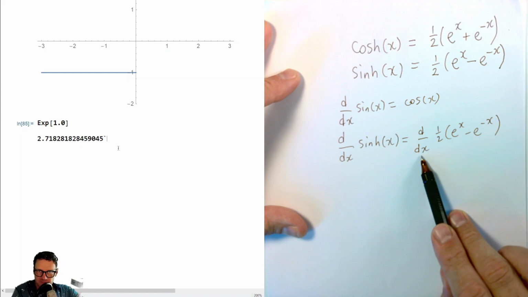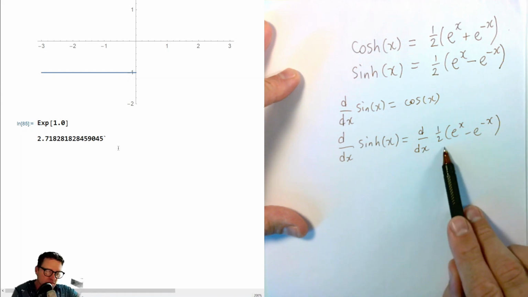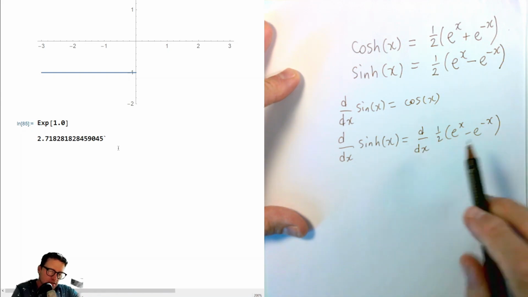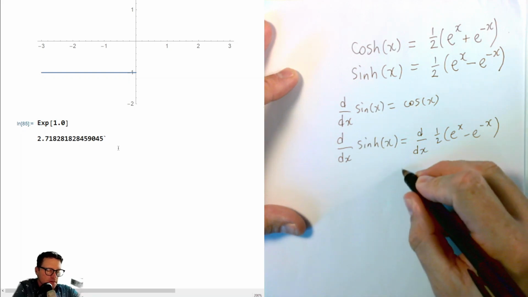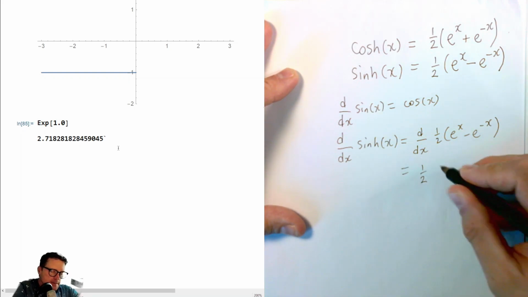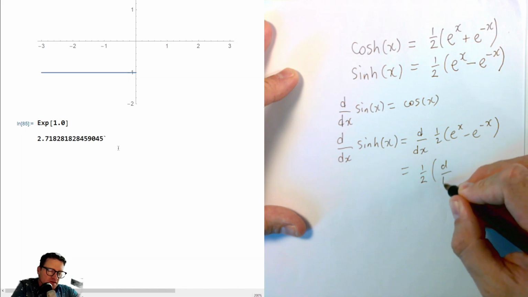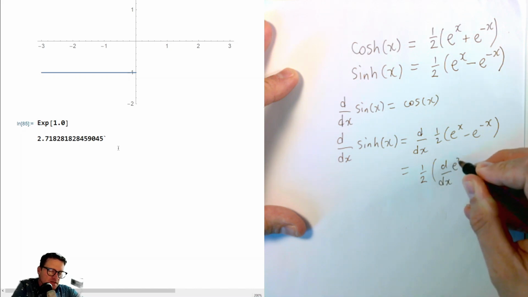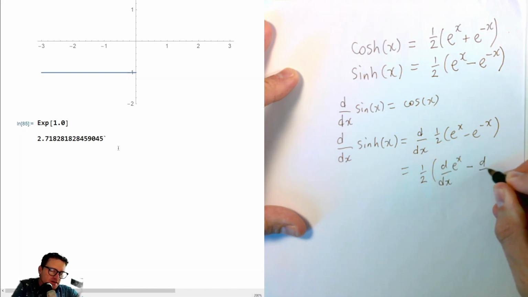Now, treating this as a differential operator, which it is, we can allow this 1/2 to float through it and apply it to each one of these things. So we have 1/2 the derivative of e to the x minus the derivative of e to the minus x.